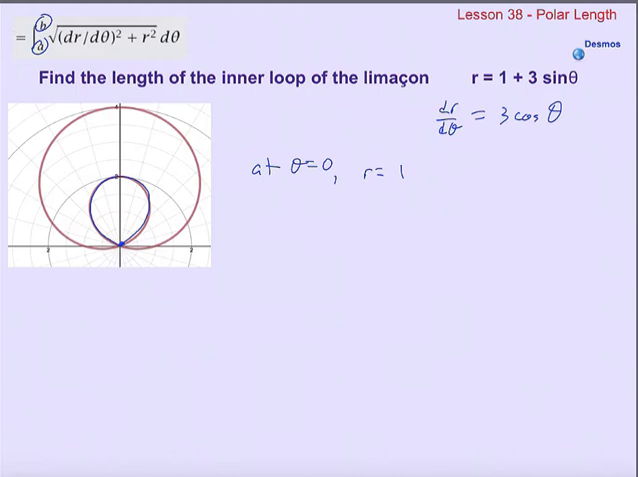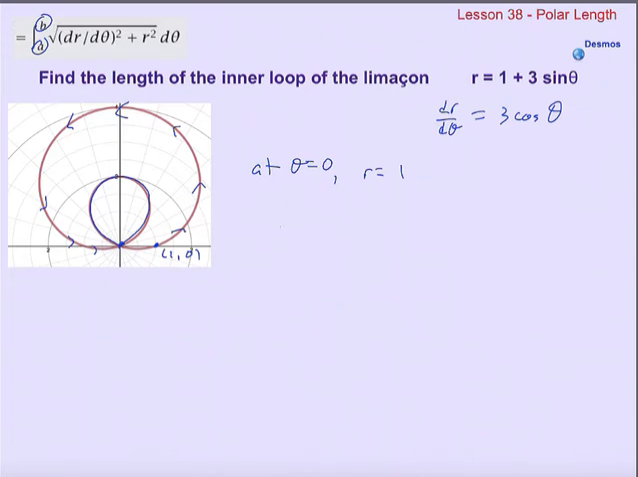So we start at the point when theta is 0, meaning when the angle is pointing horizontally forward like that. We're at the point (1, 0), meaning the radius is 1 and the angle is 0. And as theta gets bigger, we move around the curve here. So what we need to figure out is when does this curve start the inner loop, when does the radius hit 0 again?